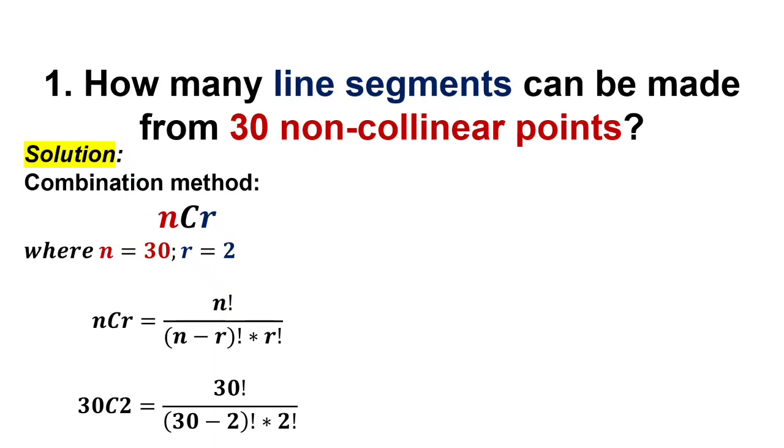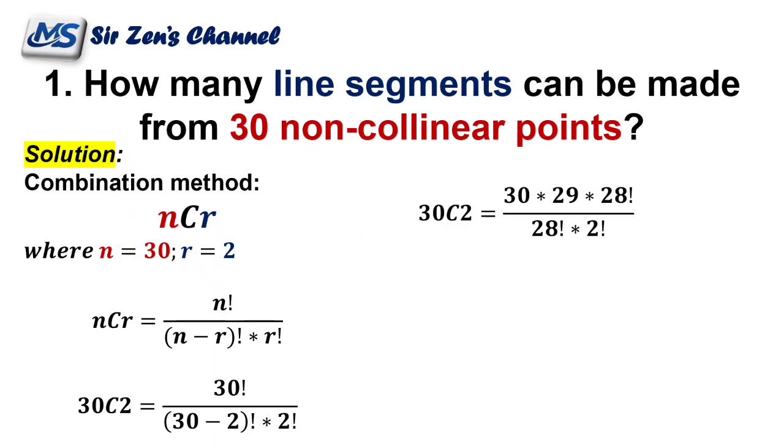So we have here 30 multiplied by 29 multiplied by 28 factorial. You notice that I stop at 28 factorial because in the denominator we also have 28 factorial. That came from 30 minus 2 factorial, right? So in this way we will just be cancelling out the 28 factorial in the numerator and also in the denominator. Okay, so that is just equal to 1.